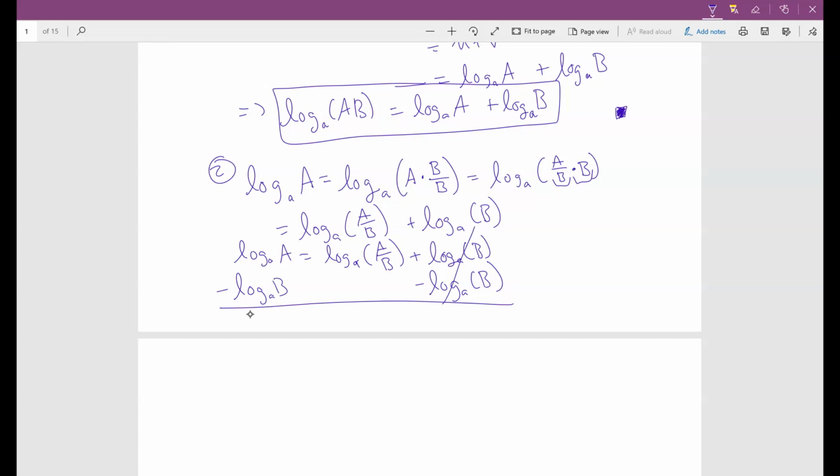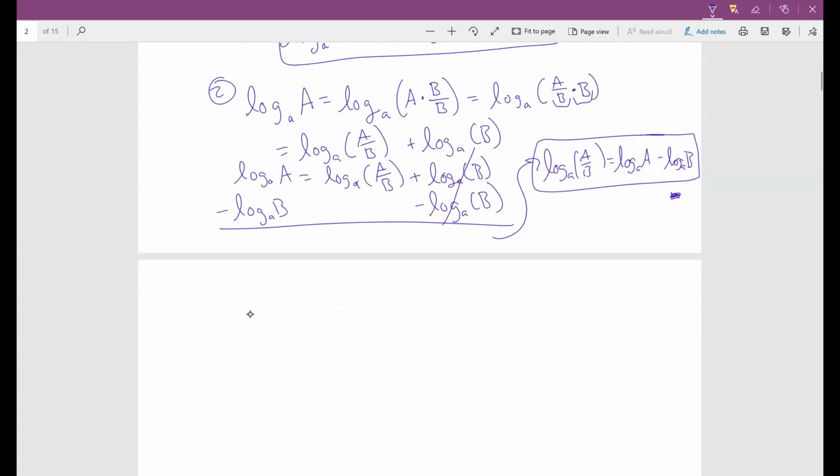And what we have is basically our log base A of A over B is just equal to log base A of A minus log base A of B. Okay, so this is basically what we wanted to show.